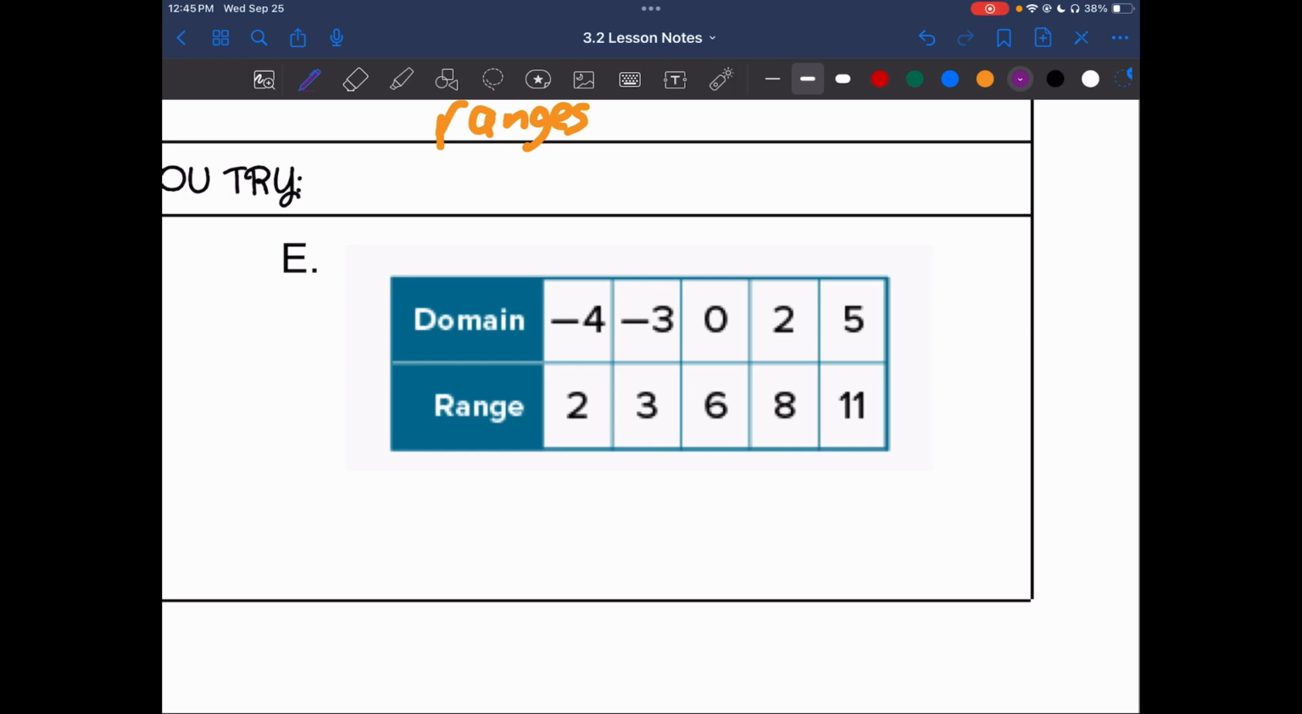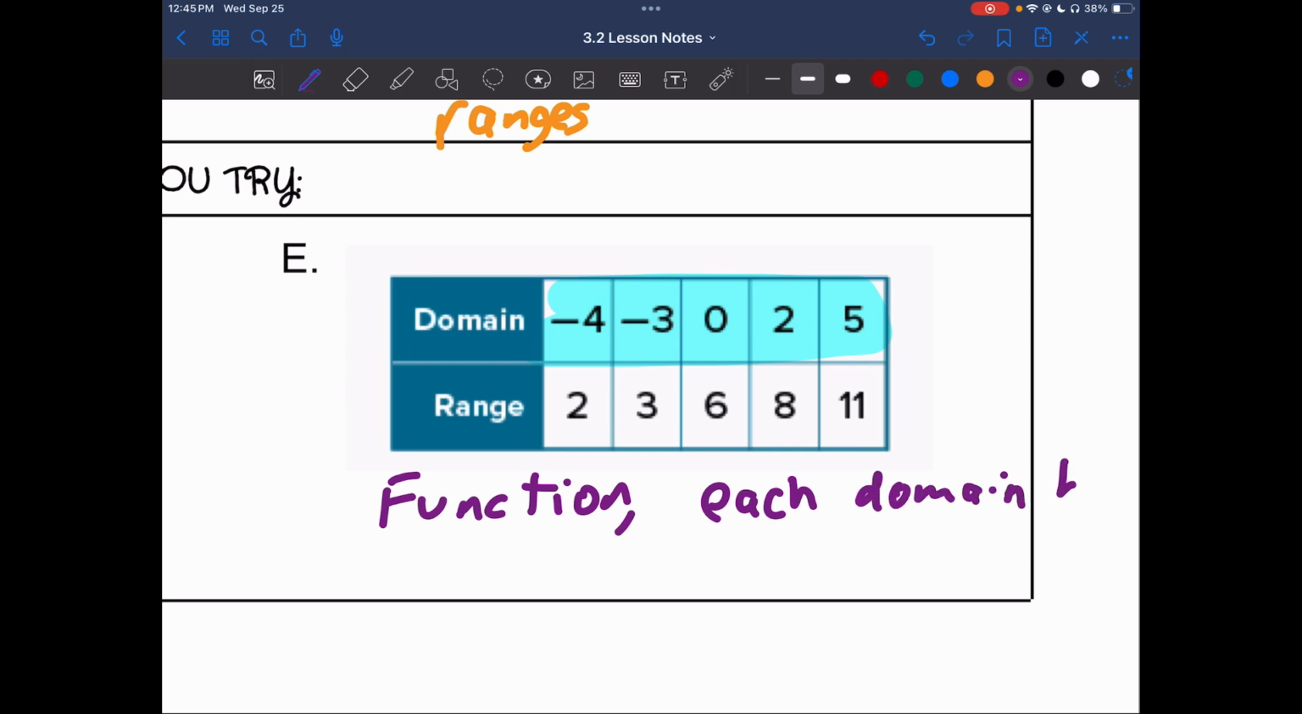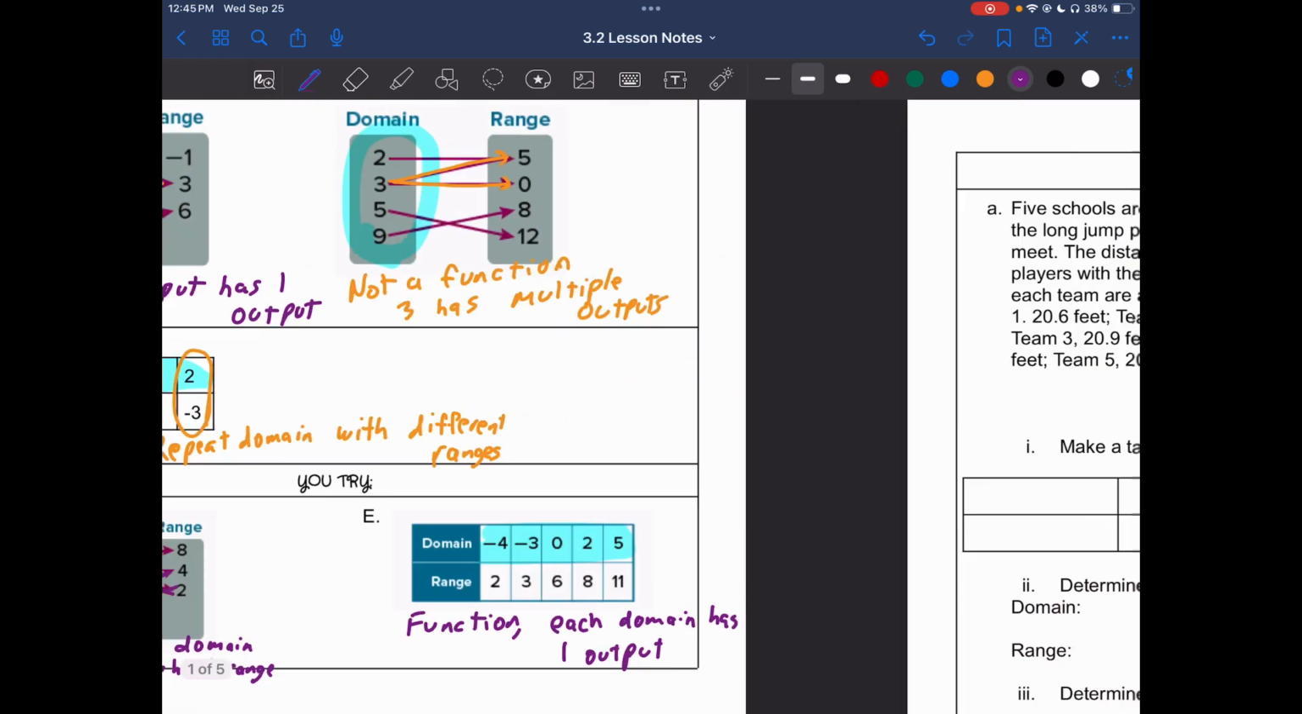Letter E, we have domain and range again. We're in a table, so we're looking at our table up top. And I'm looking at it and I do not see any repeated values, so this is a function. Same reasoning. Each domain has one output. So each input only has one output. So let's go to the next page.